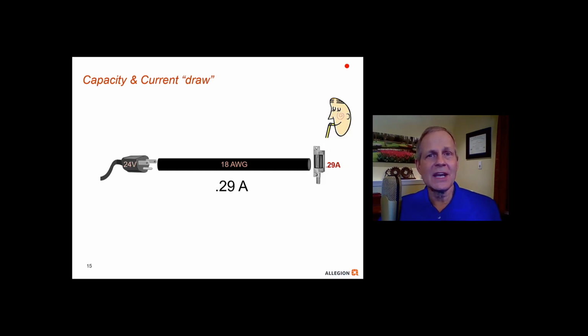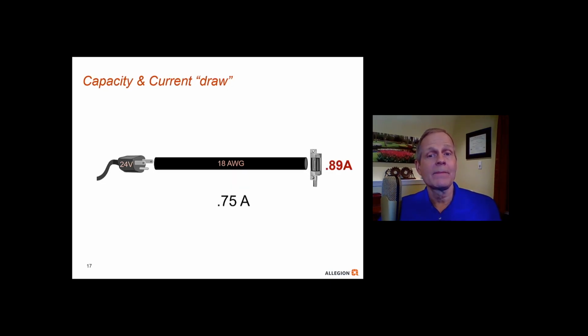Now, it's usually a good idea to have a little bit of extra current carrying capacity for the wire, just to be on the safe side. Now here we see an example where this particular electric strike is drawing 0.59 amps. The 18 gauge wire can handle 0.59 amps, or it's going to attempt to pull 0.59 amps through that wire.